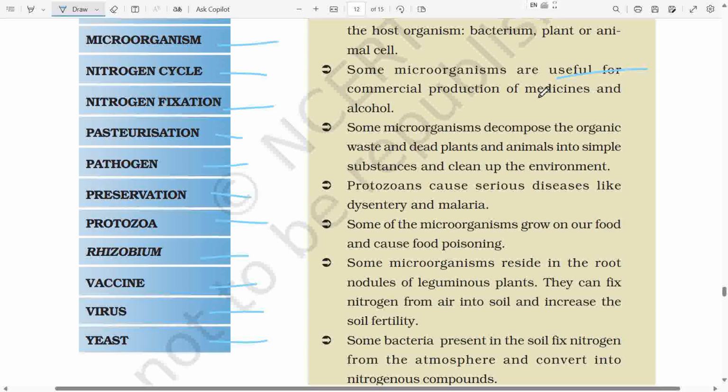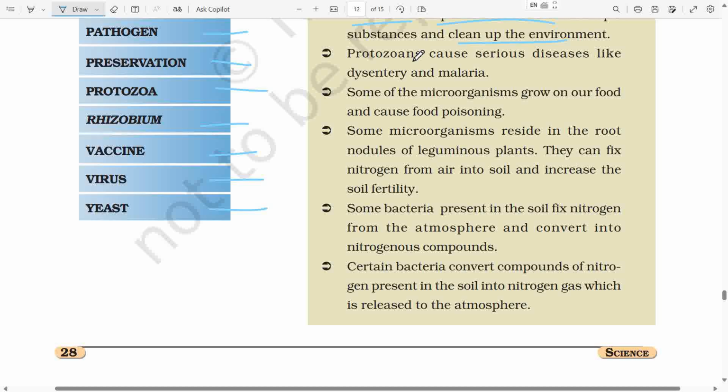Some microorganisms are useful for commercial production of medicines and alcohol. Some microorganisms decompose the organic waste and dead plants and animals into simple substances and clean up the environment. Protozoans cause serious diseases like dysentery and malaria. Some of the microorganisms grow on our food and cause food poisoning.